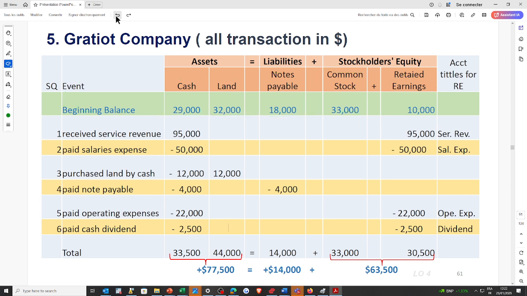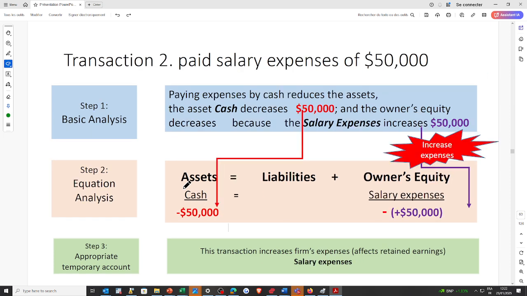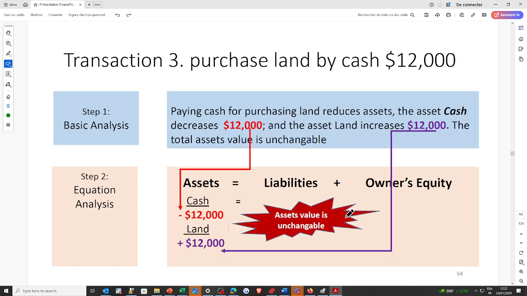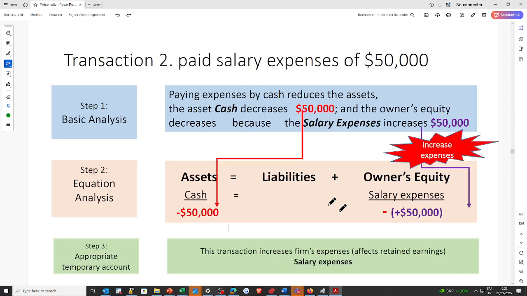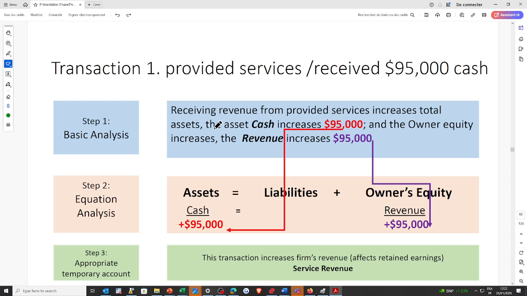And now what we are going to do is analyze all of the transactions, right? To analyze all the transactions, we have to do a few steps, right? If you remember, the first step we call basic analysis. The first one I think you know already, right? We mentioned providing service for cash, etc.